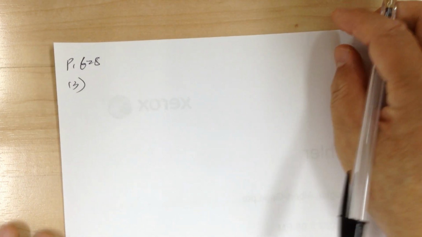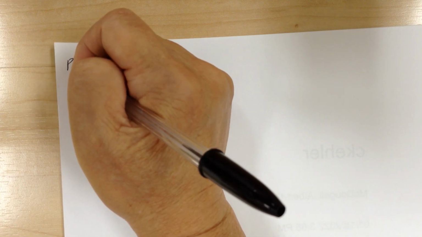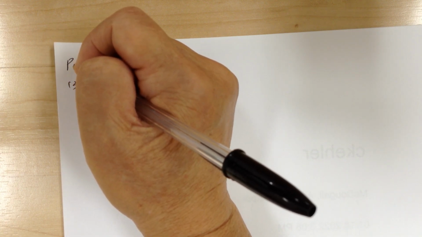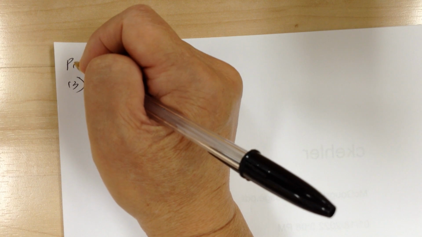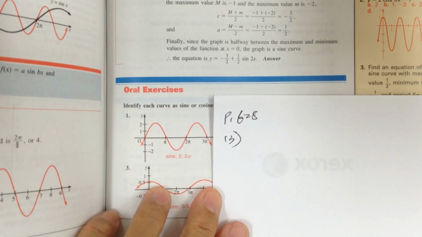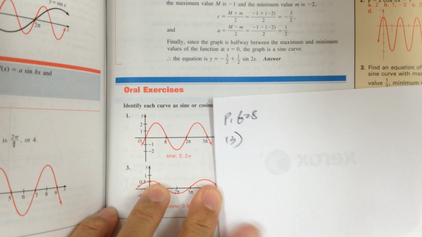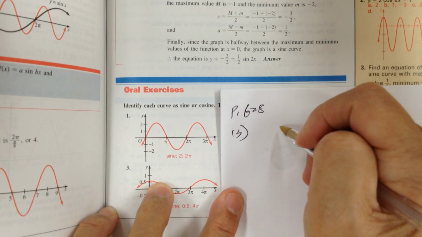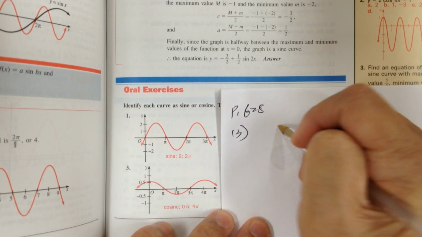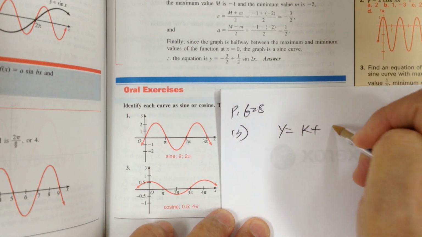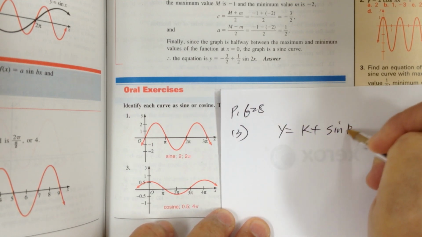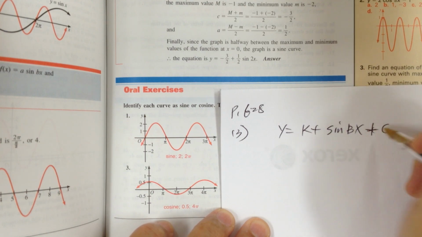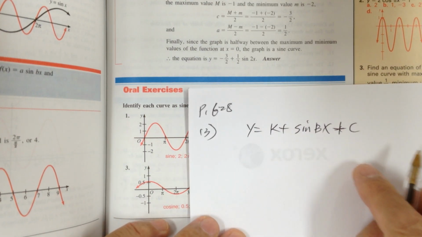Okay, number 13, you need to find the equation from oral exercise 1-8. So we need to find the equation for this one here. Again, you start with a sine function, so you're going to get y equal to k plus a sine of bx plus c. That's your template.